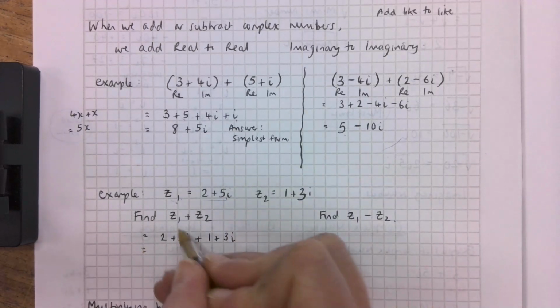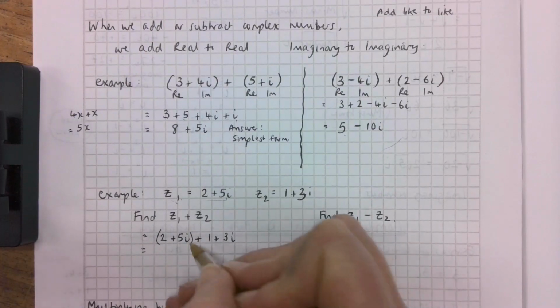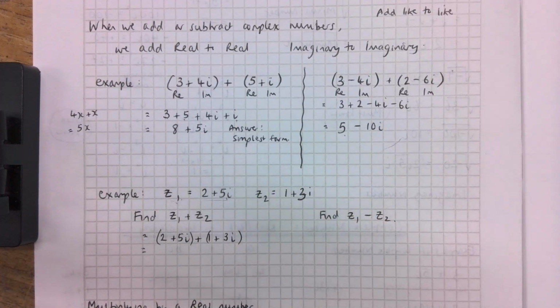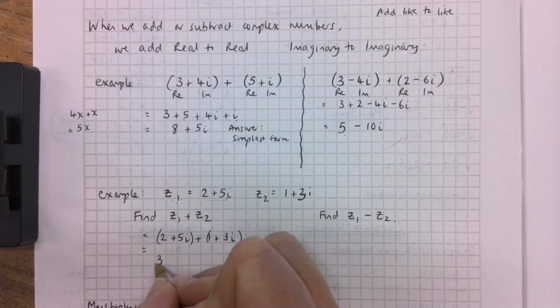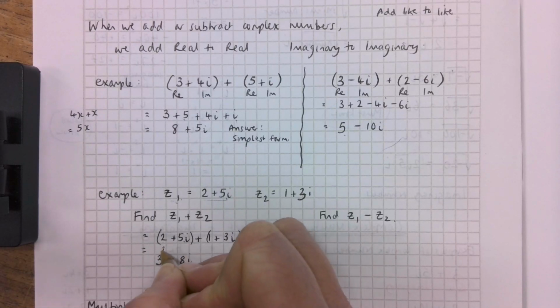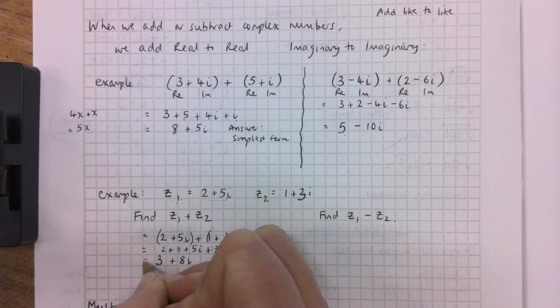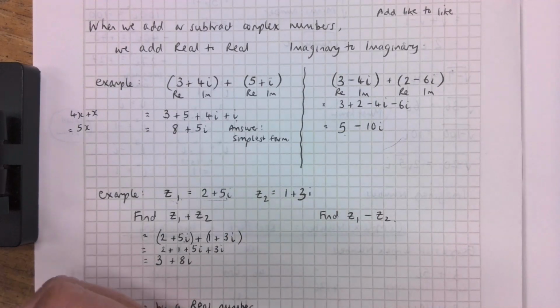So this is z1. I've written it down. Now some people like to put it in brackets, just because if we have minuses it makes it easier. But whatever you like. 2 + 1 is 3. 5i + 3i is 8i. Or if you wanted, you could write it as 2 + 1 + 5i + 3i, which equals 3 + 8i. Okay, how about this one?